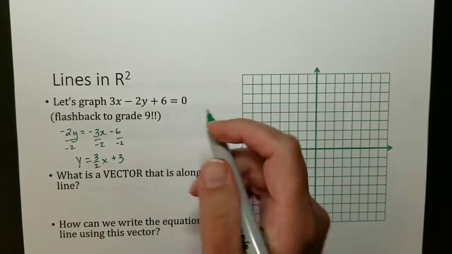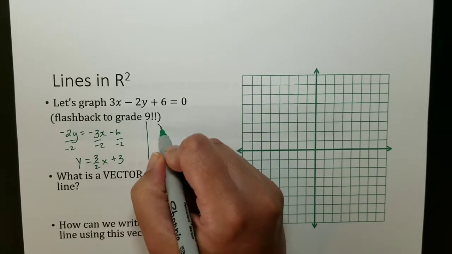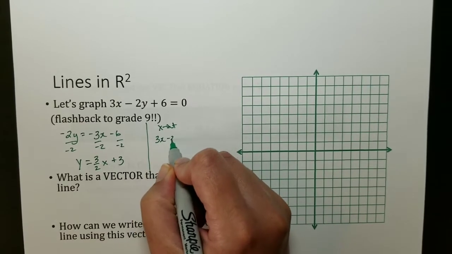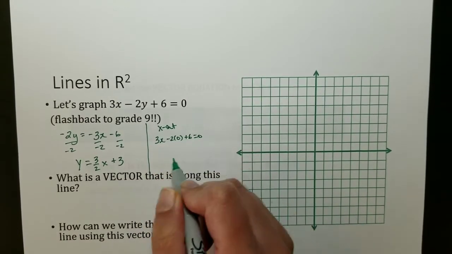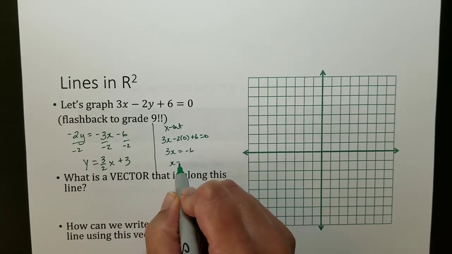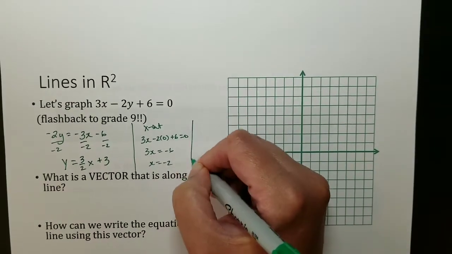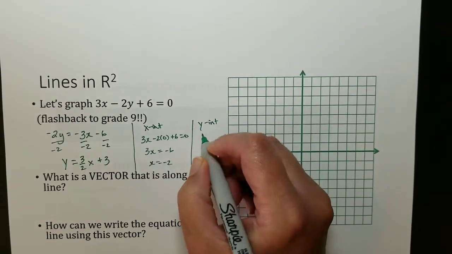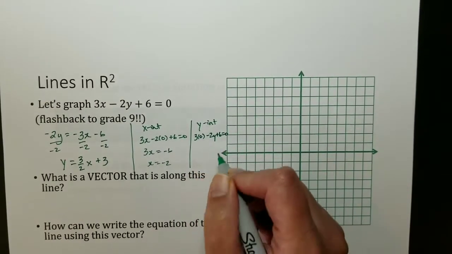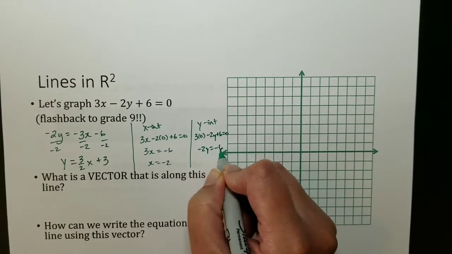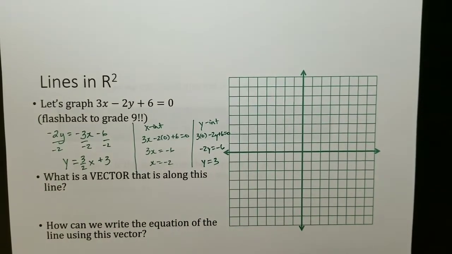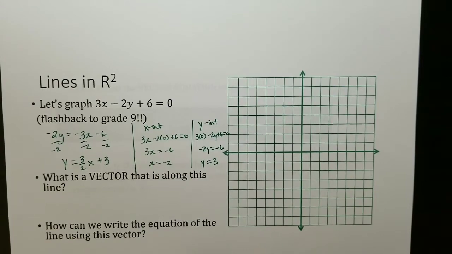You could also look at this as finding the intercepts. So the x-intercept would be 3x minus 2 times 0 plus 6 equals 0. So 3x equals negative 6, or x equals negative 2. The y-intercept would have 3 times an x value of 0 minus 2y plus 6 equals 0. Negative 2y equals negative 6 and y equals 3. So you can use either method. We're going to get the same graph, of course, both ways.